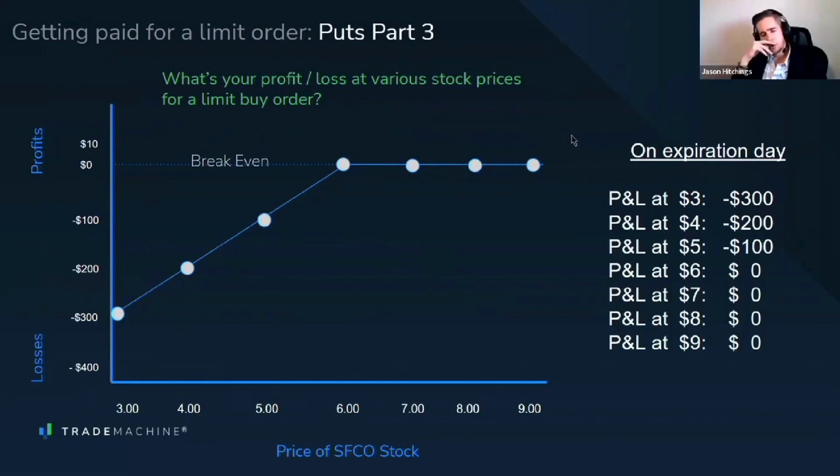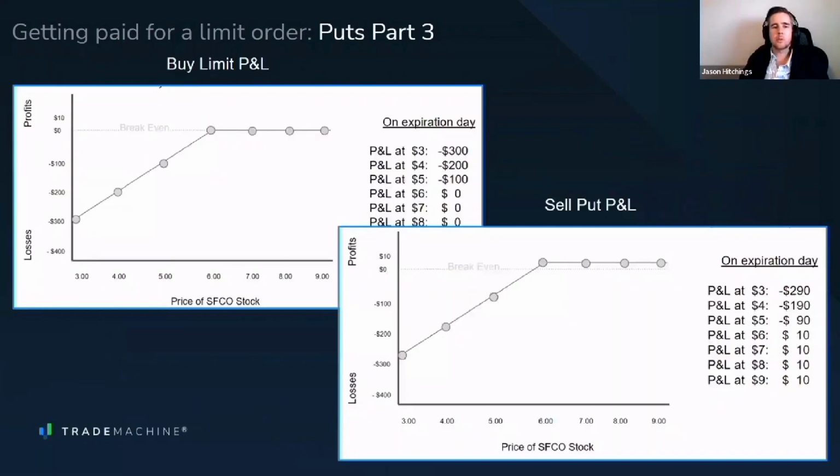So the question becomes, well, if I want to do a buy limit order, if I know I want to buy the stock if it goes down to $6, why not just sell a put instead of doing a buy limit order? Because if I sell a put, I collect a little bit of money. And that's a valid strategy. But there are some caveats to it. But when you look at these things side by side, you see that it's the same P&L chart, almost identical, except that you collect a little bit of money for the put.